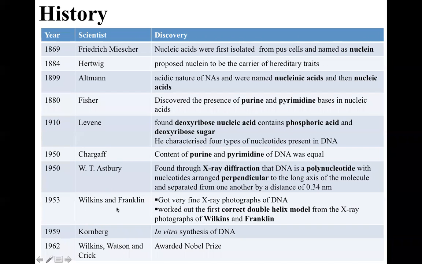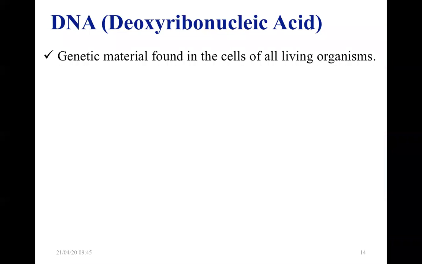In 1953, Wilkins and Franklin got a very fine X-ray photograph of DNA, and they worked out the first correct double helix model from these X-ray photographs. Franklin means Rosalind Franklin, and Wilkins. These two people were working in the same laboratory. In 1959, Kornberg did an in vitro synthesis of DNA, that is artificial synthesis of DNA. And in 1962, Wilkins, Watson, and Crick were awarded the Nobel Prize for the discovery of the double helical structure of DNA. So now we will discuss DNA in detail.